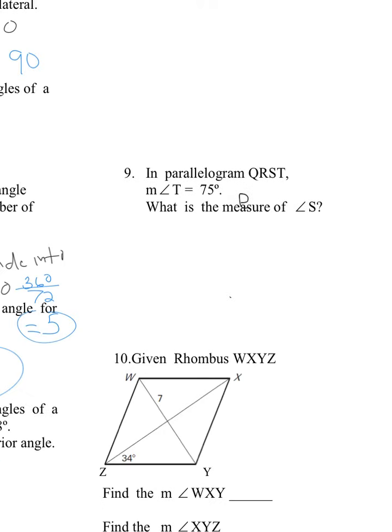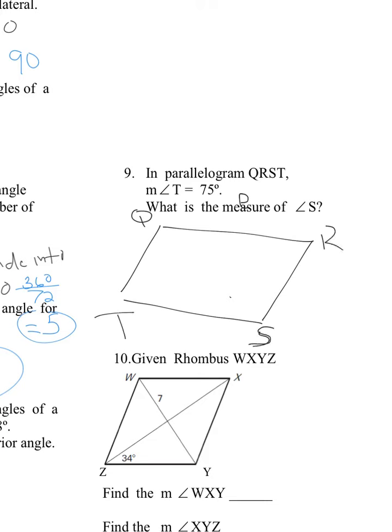But number 9. In parallelogram QRST, the measure of angle T is 75. So draw a parallelogram, label it, pretty much. And T is 75. What would that make S? One of the properties of the parallelogram, the last one we put on this page, consecutive angles are supplementary. So 180 minus 75, 105.